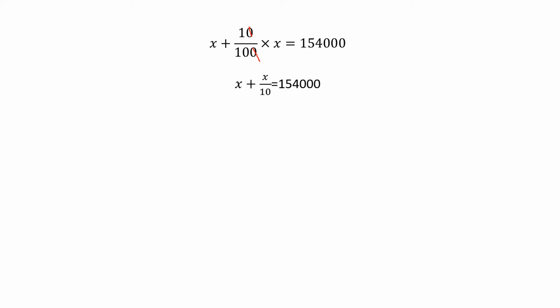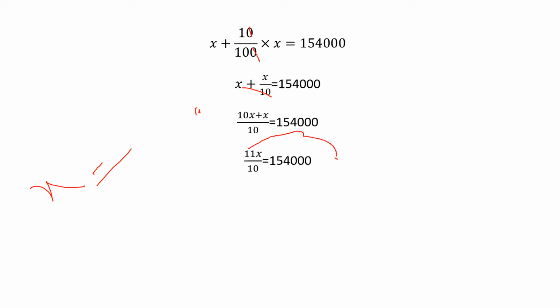Now cross multiply x into 10, 10x plus 1 into x by 10 equal to 1,54,000. Now 10x plus 1x, 11x, right? 11x by 10 equal to 1,54,000. Now bring the variable to one side. X is equal to 1,54,000. So when you bring this 11 by 10 to this side, we'll write in reciprocal, right? So 1,54,000 into 10 by 11.